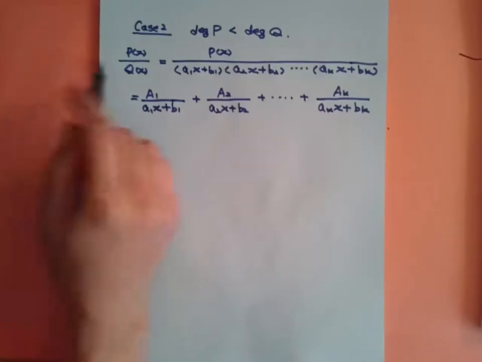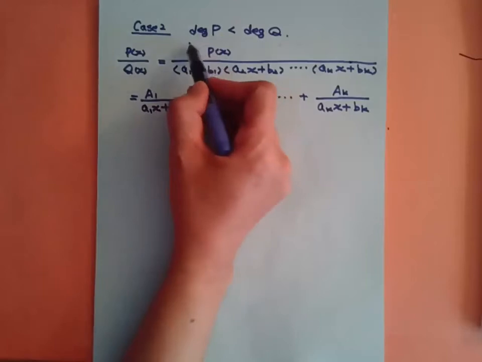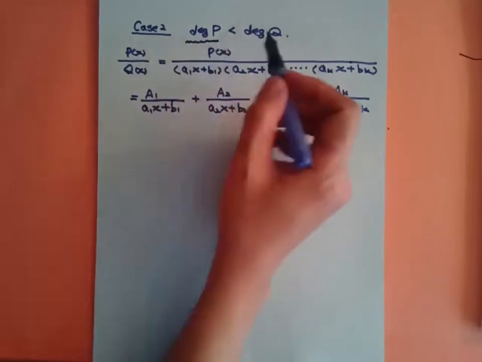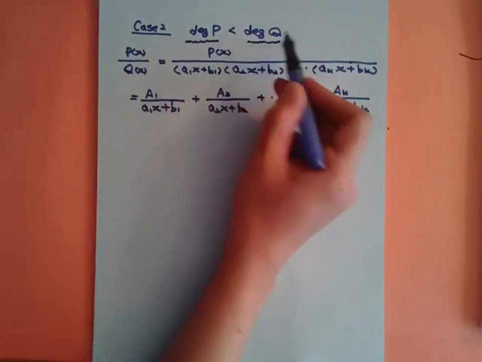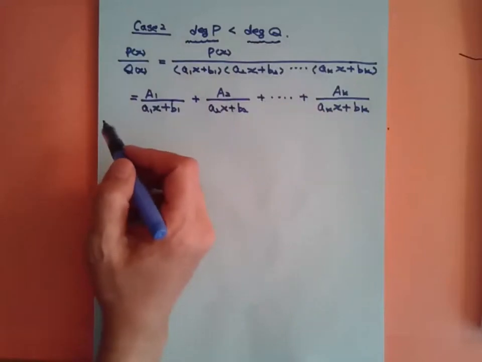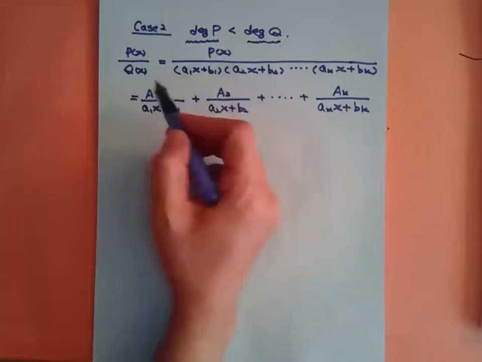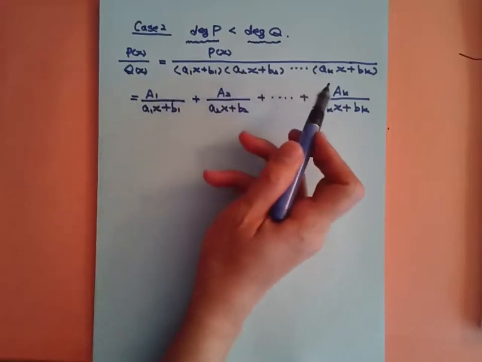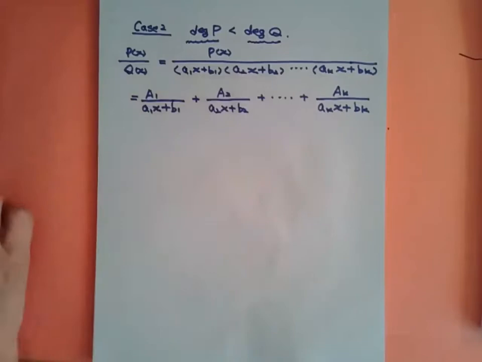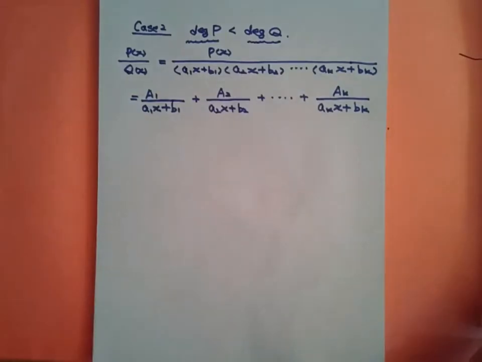So what I'm saying is this is the numerator. The numerator's degree is lower than the denominator's degree, and the denominator can be factored into k different linear factors.